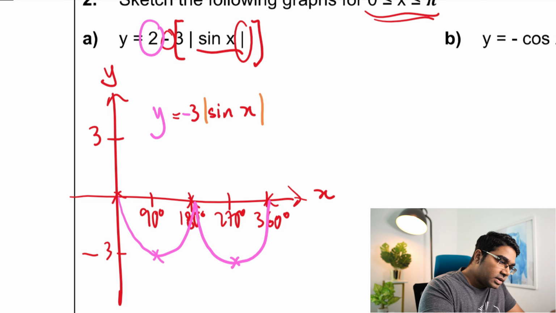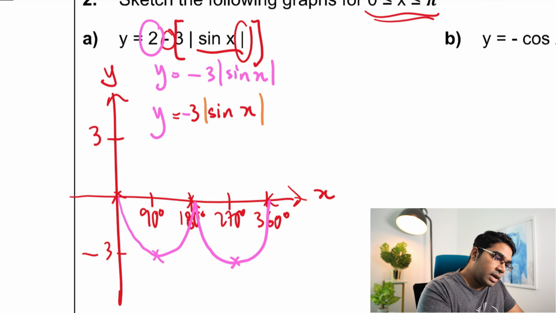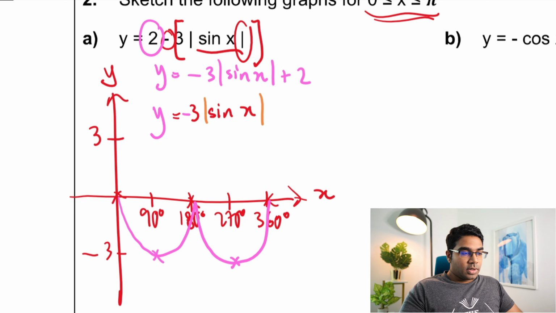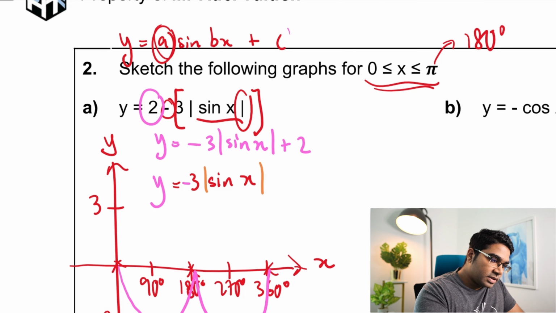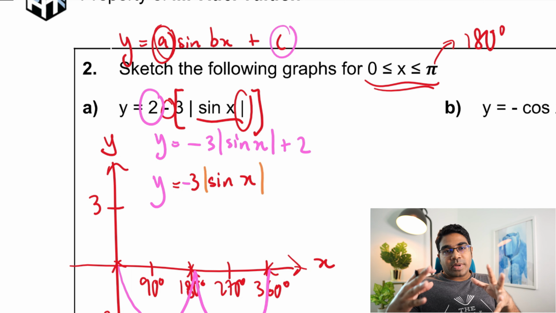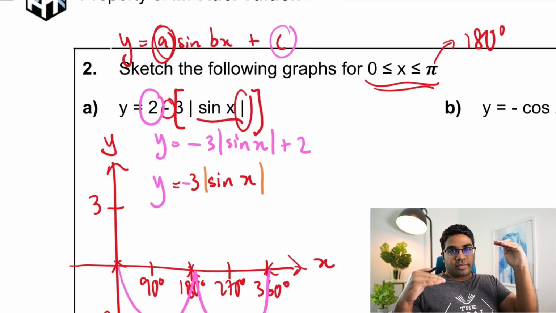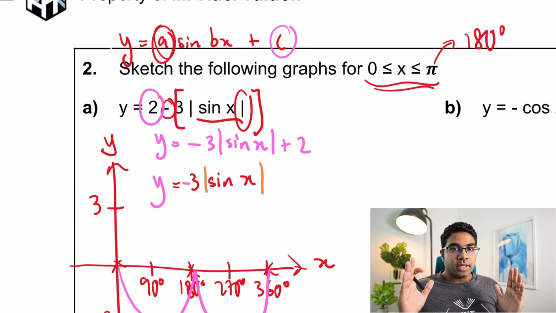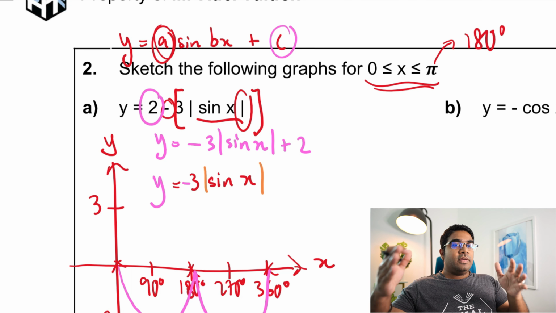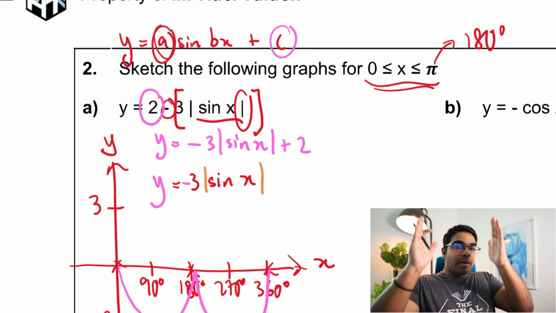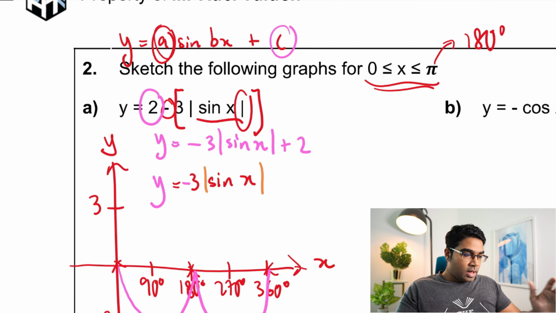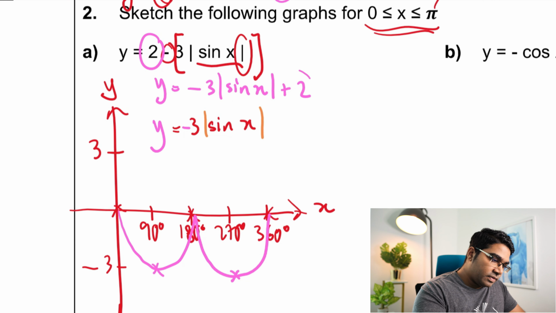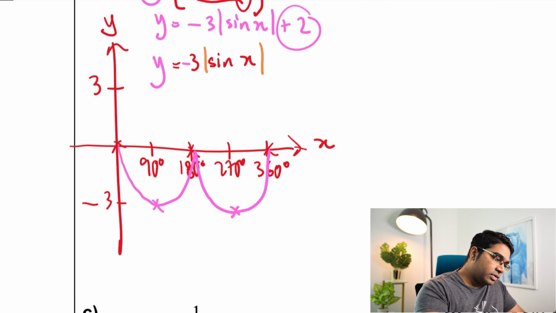So if we rearrange this, this will be y is equals to negative 3 modulus sine x positive 2. So the positive 2 value here is actually our C value. C values represent vertical movement of the graph. The whole graph is going to move vertically. It is a translation. If the C value is positive, we'll be moving up. If it is negative, we move down. And therefore, since we have positive 2, the whole graph is going to move up by 2 units, plus 2 units.